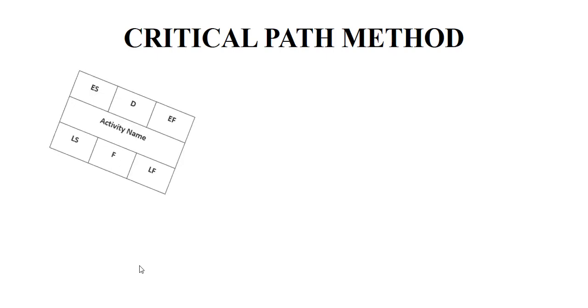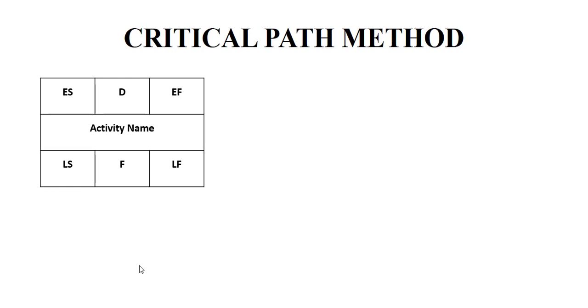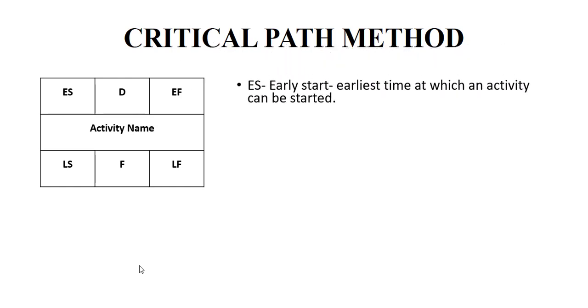So let's begin with understanding a few terms which are necessary in critical path method. As you can see, ES, D, EF, LS, F in the given table, those are terms which are very necessary to understand before we jump to critical path method. So what's ES? It is the earliest time at which an activity can be started.